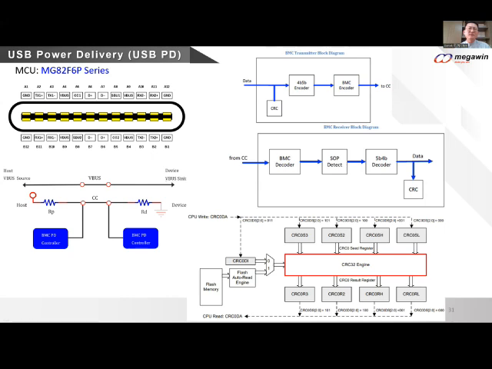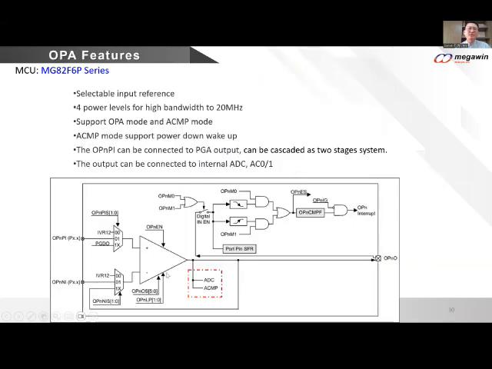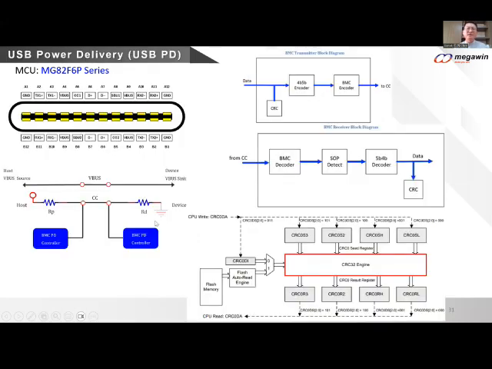So you can see the 6P has the PD encoder and decoder, and you also have the OPA. So like a wireless charger, you can have a single-chip solution in one MCU.